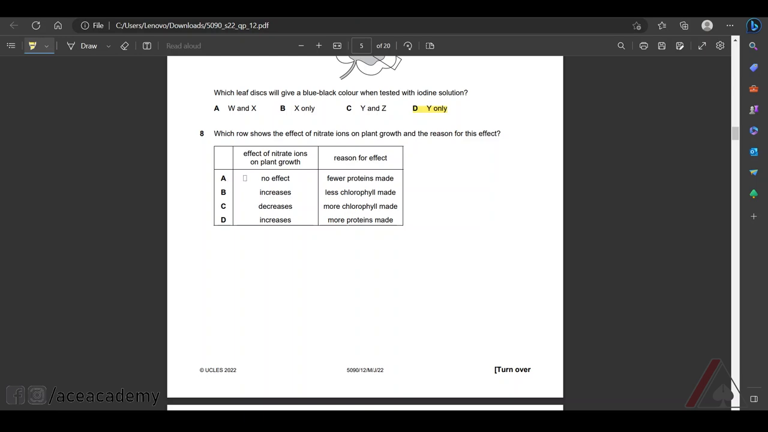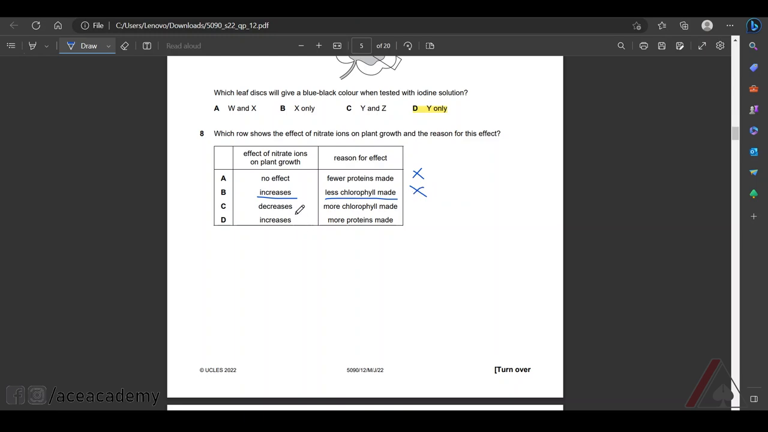Option A says nitrate ions have no effect on plant growth. This is wrong because nitrate ions are used for protein synthesis, which are used for growth. So, option A is already wrong. B says nitrate ions increase the plant growth, which is correct. And the reason for this is that less chlorophyll is made. No, this is wrong because if nitrate ions are used up, they'll be used up to make proteins and chlorophyll. And so, if anything, more chlorophyll should be made.